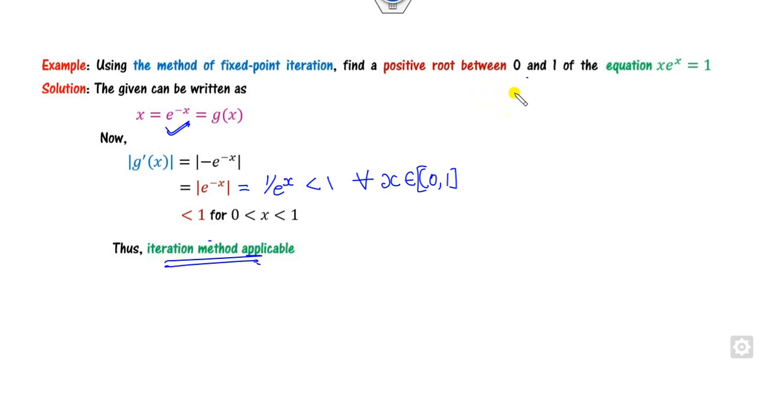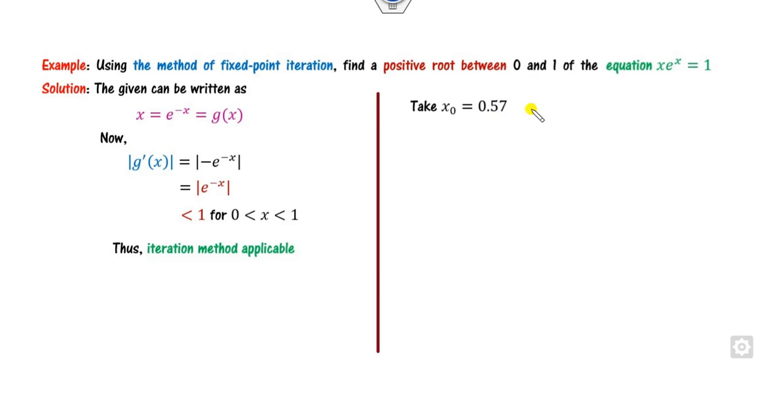Now since the interval is given to you, you can choose the initial point as any number. The best way, I can choose 0.5 or 0.56, 0.57, it's your choice. Then I can choose x1, where g(x) is e raised to power minus x. So I can say e raised to power minus 0.7. So it comes to be here. So I need again the decimal.